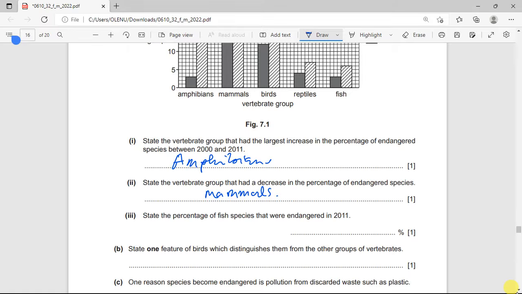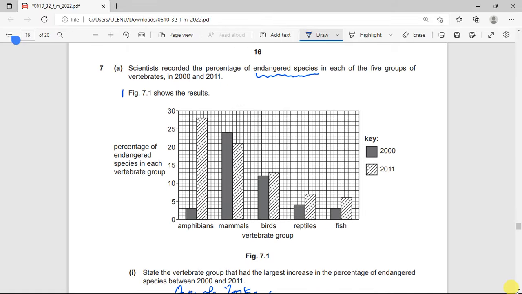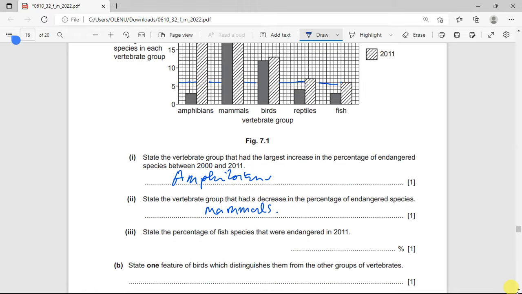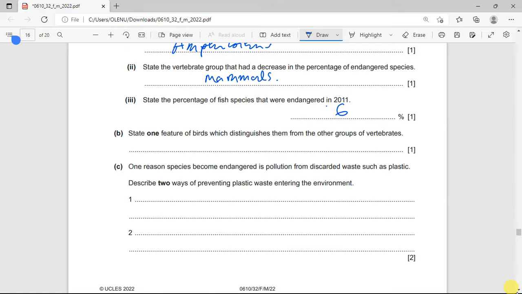State the percentage of fish species that were endangered in 2011. So in 2011, percentage of fish that were endangered is this. So you trace this. That's 6%. Percent is there already. State one feature of birds which distinguish them from all other vertebrates. Simple, they are covered with feathers.